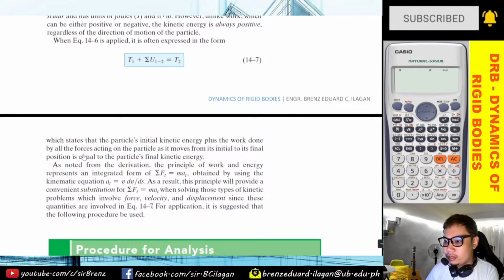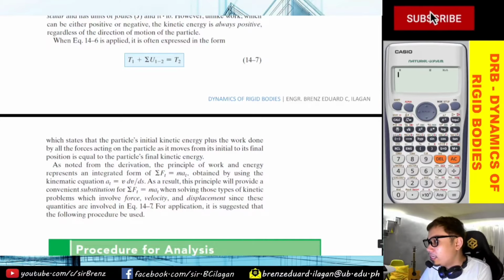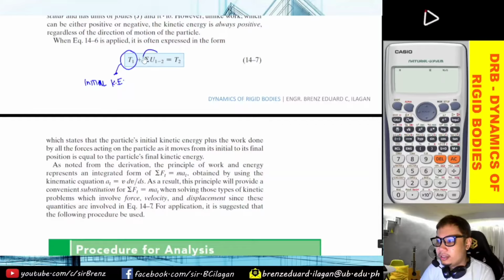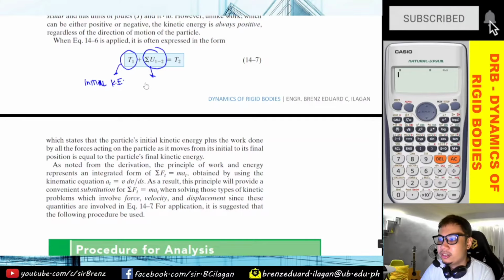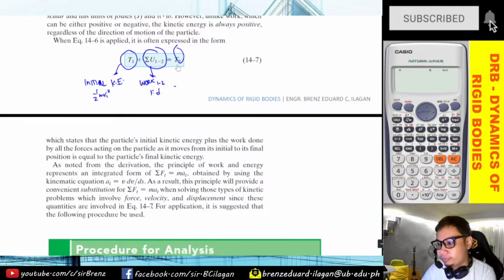So, which states that the particle's initial kinetic energy, plus the work done by all forces from its initial position to its final position. So, work from point 1 to point 2. Ito yung part na force times distance. Ito yung 1/2 mv squared at point 1. And then, ito is equals daw to the particle's final kinetic energy.